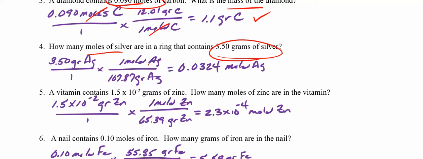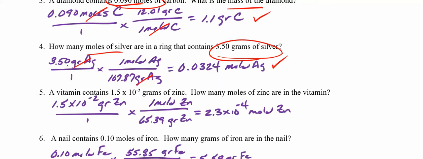Moles of silver on top, because that's what I'm looking for. How do you know? That's what's underlined. Now this unit and this unit will cancel, leaving me with moles of silver. Notice these two numbers are one on top and one on bottom, so I'll divide this time. 3.50 divided by 107.87 will give me 0.0324 moles of silver. That should be your answer.